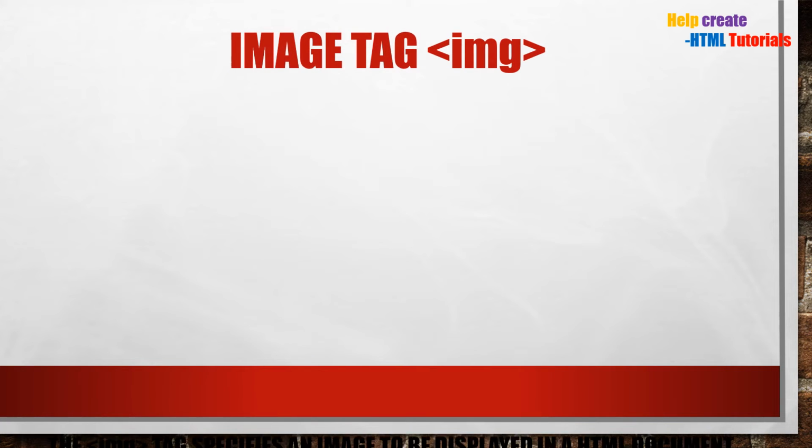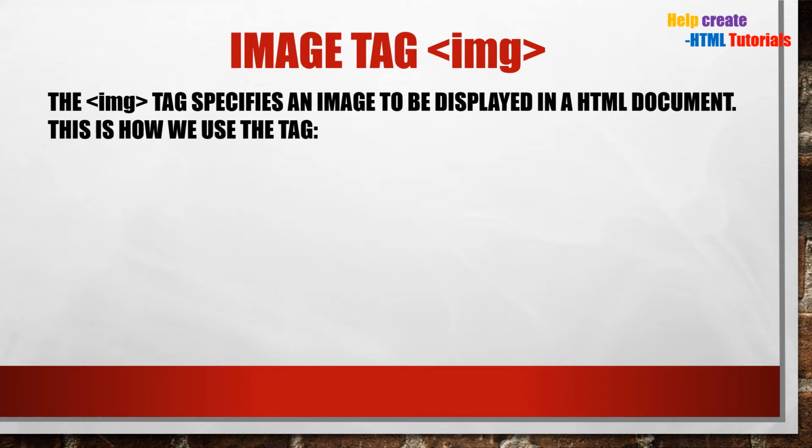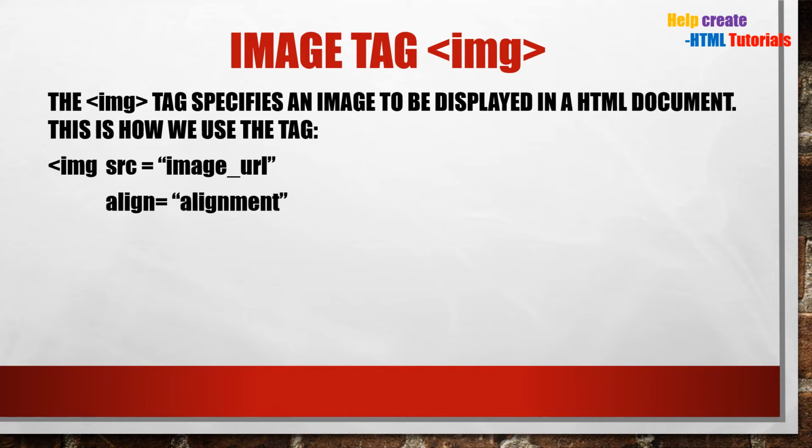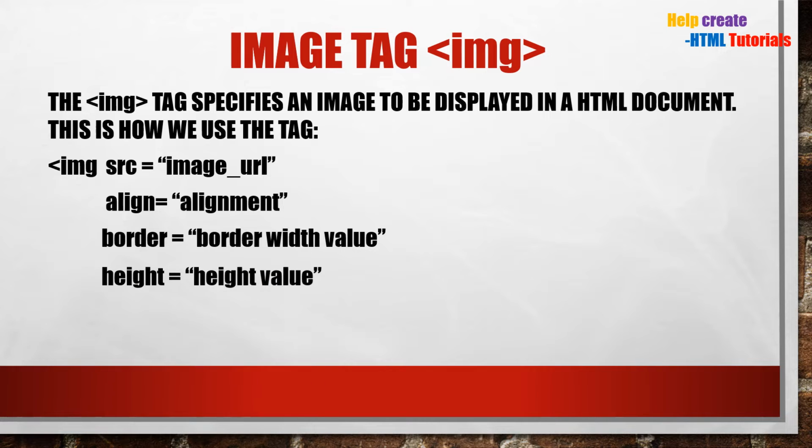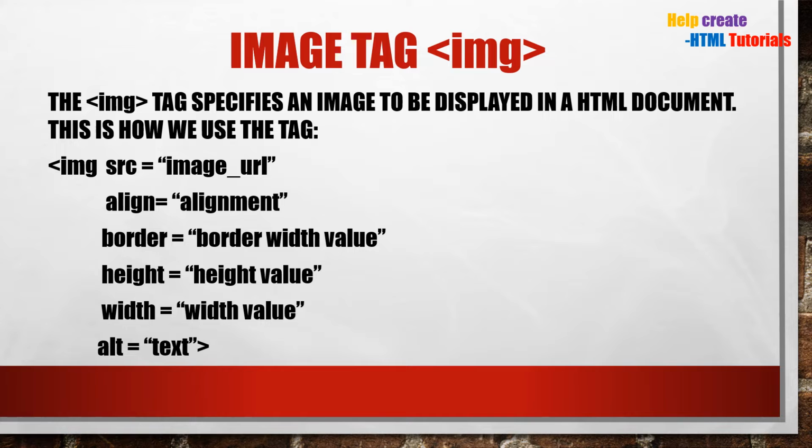Image tag, or IMG tag. The image tag specifies an image to be displayed in an HTML document. This is how we use the tag: img src, the image source URL, align or alignment, border width value, height value, width value, alt text.